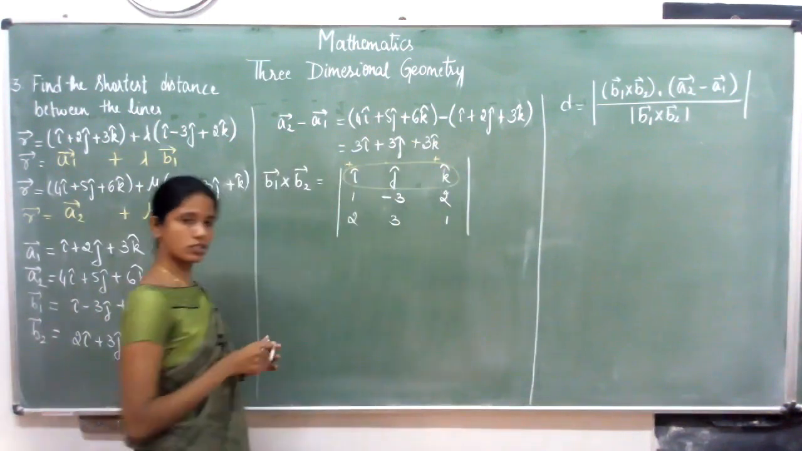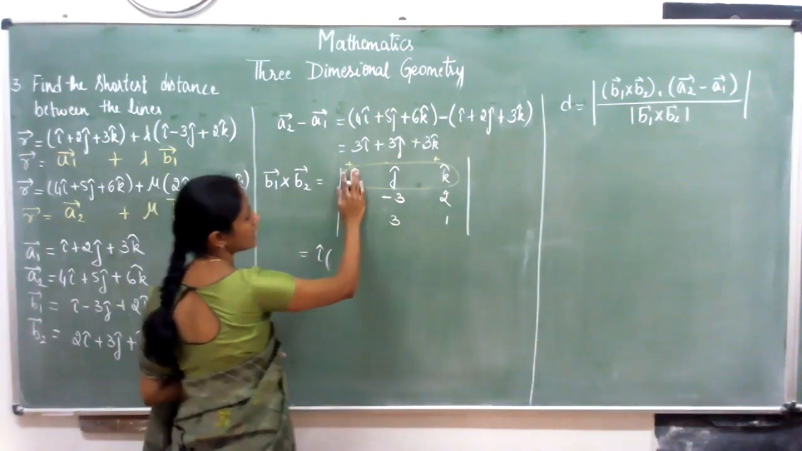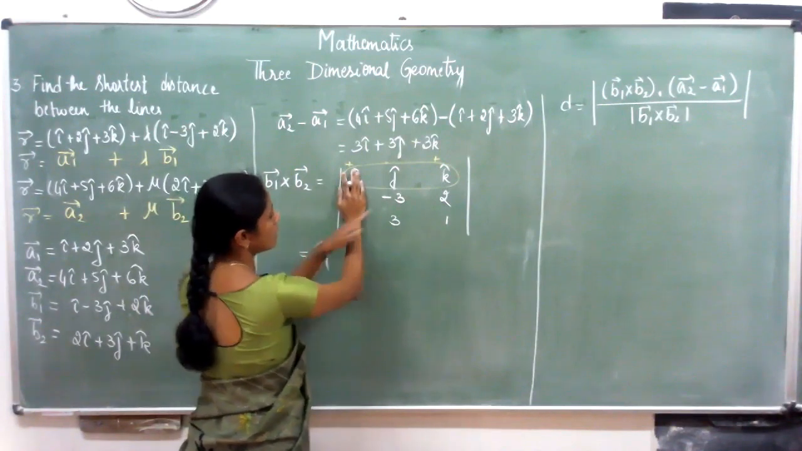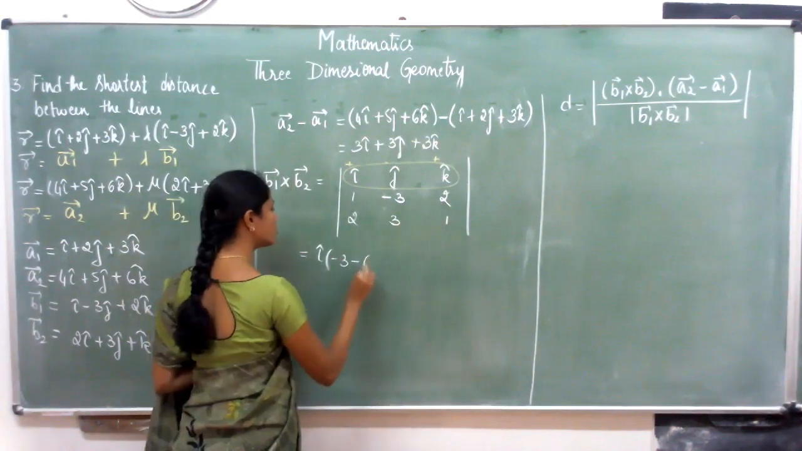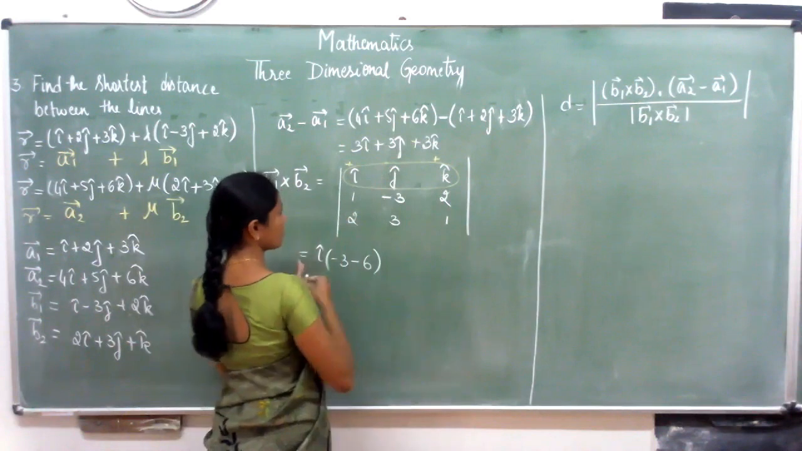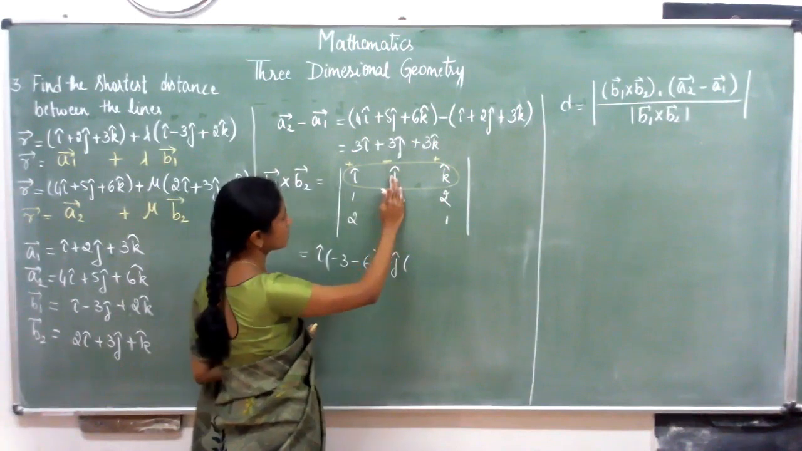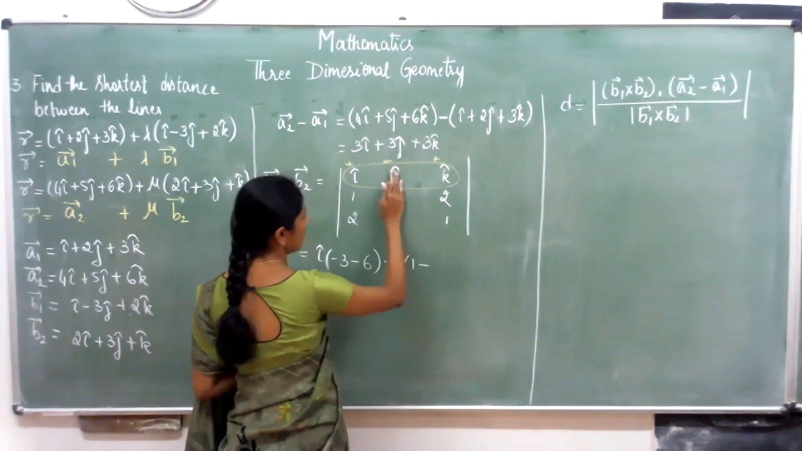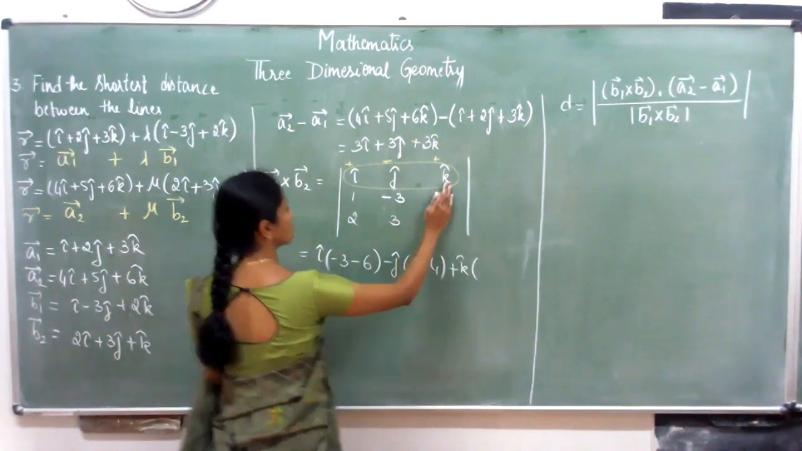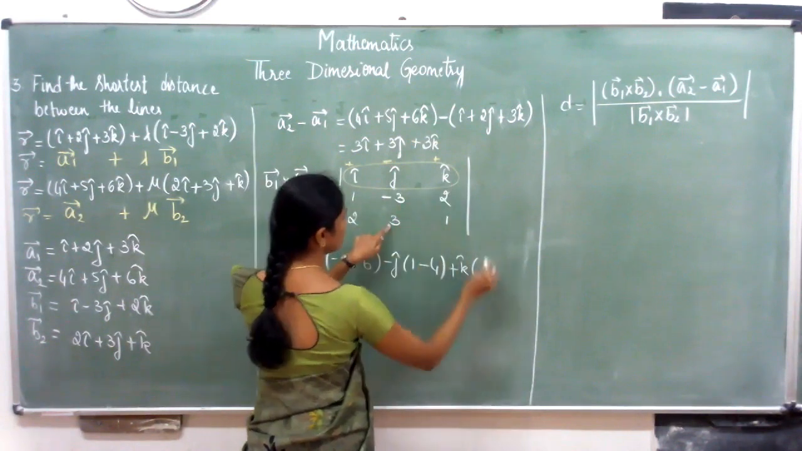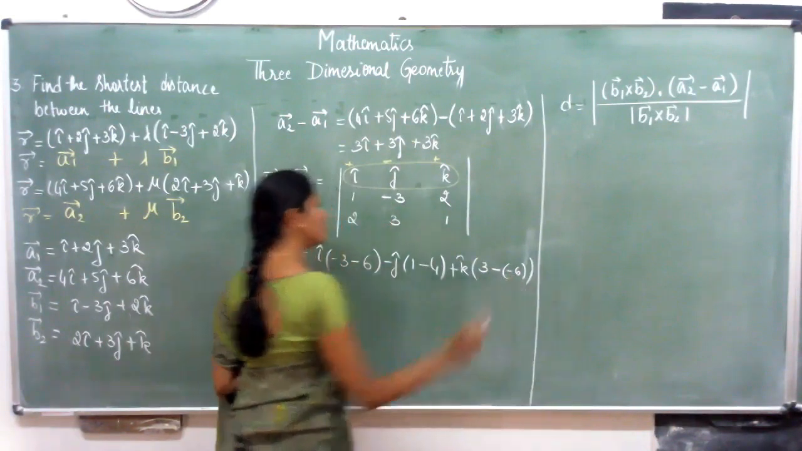Expanding along the first row, this is equal to plus i cap into, neglecting the first row and the first column, we get minus 3 into 1, which is minus 3, minus 3 into 2, which is 6. Then minus j cap into, neglecting the first row and the second column, 1 into 1, it is 1, minus 2 into 2, which is 4. Then plus k cap into, neglecting the first row and the third column, 1 into 3, it is 3, minus 2 into minus 3, which is equal to minus 6.